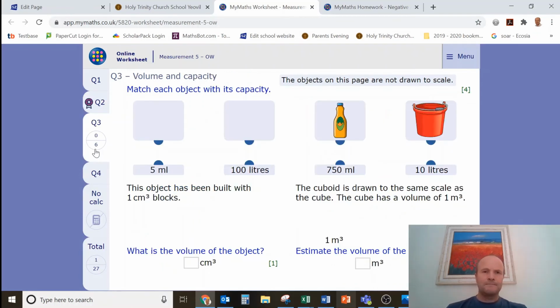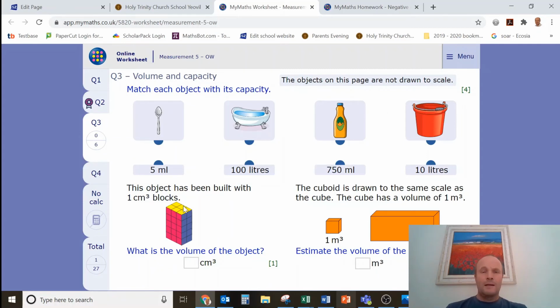Question 3. We need to know these capacities and volumes. It's just revision from work we've covered already during this period since March. So nothing new there. Teaspoon 5 millilitres, tablespoon 3 times 15, wheelie bin about 140 litres, bath, it's going to have to be 100 litres.